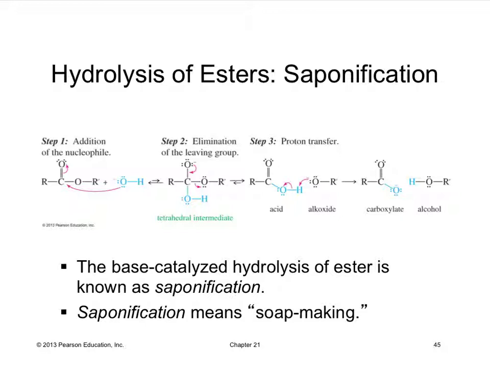Here's the hydrolysis of esters, also known as saponification. Your hydroxide comes in, so it's under basic conditions. Electrons go up, form the tetrahedral intermediate. Electrons come down, forming the alkoxide, and the alkoxide will then deprotonate, forming the carboxylate and alcohol. This is also known as saponification, and saponification means soap making. So this ends part 1 of this chapter.